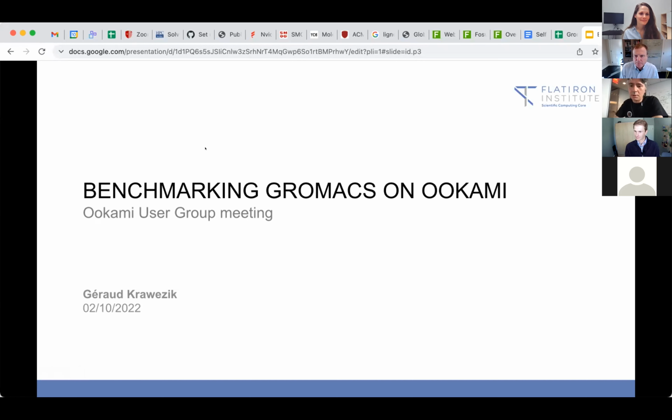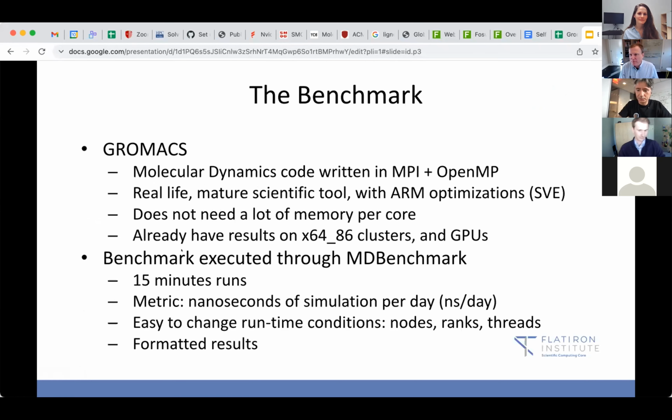So I'm going to talk to you about a code that likes to become the bear itself. I'm Geraud Krawezik, at SCC at the Flatiron Institute. Today I'm going to tell you about my experimentation with Gromacs. So first of all, the benchmark.